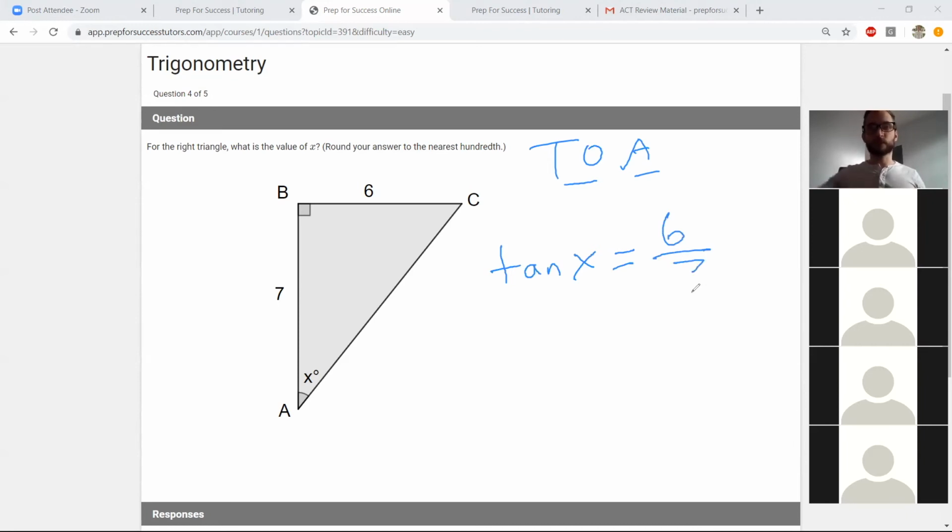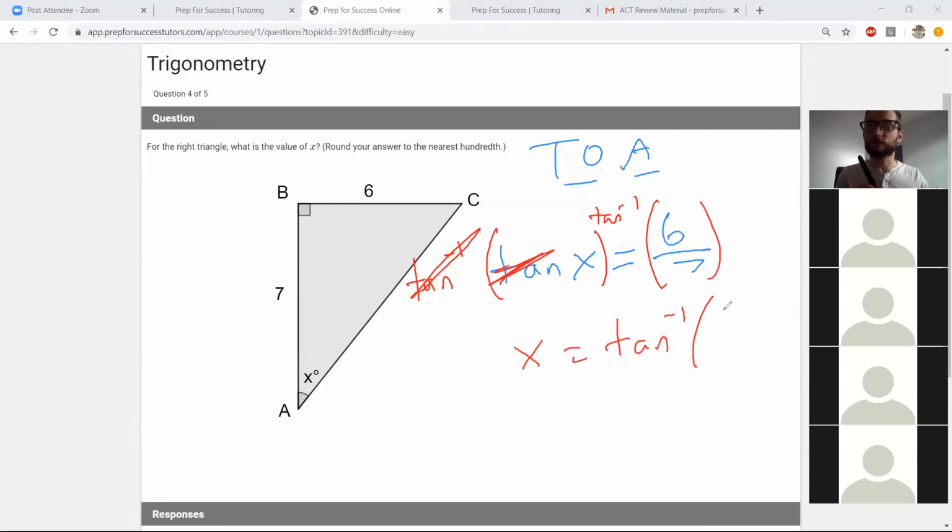That's it. Now the question is asking for x. So essentially, tangent of what number gives me 6 over 7? For those of you who have a graphing calculator, to get the x by itself, you do something called inverse tan, which is tan to the negative 1. Tan to the negative 1 and tan would cancel. So you get x equals tan to the negative 1 of 6 over 7.